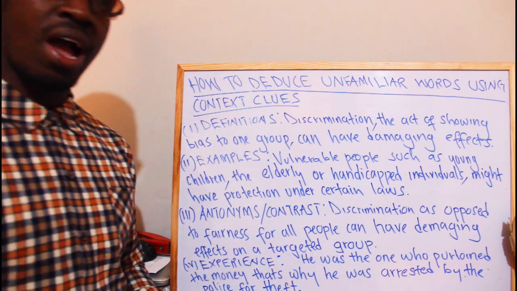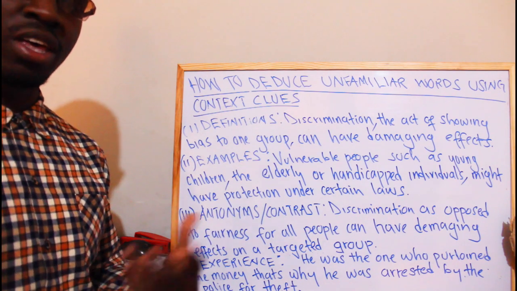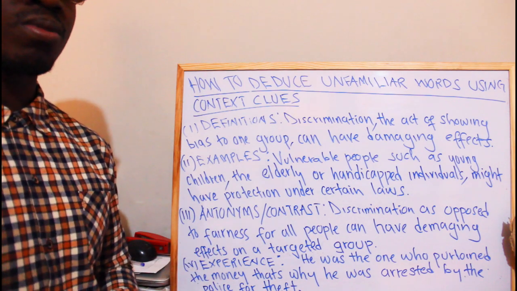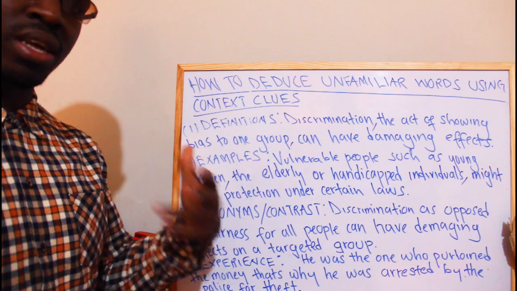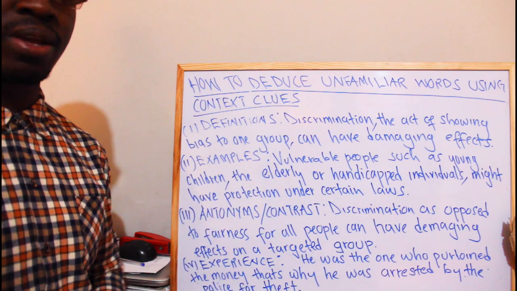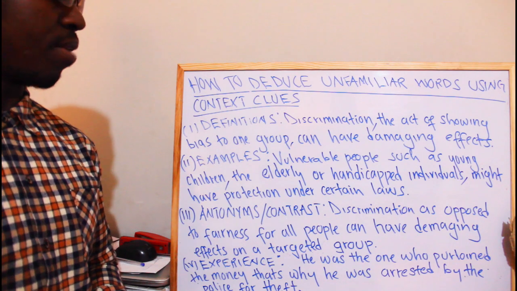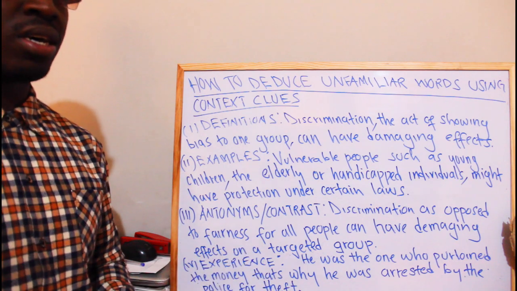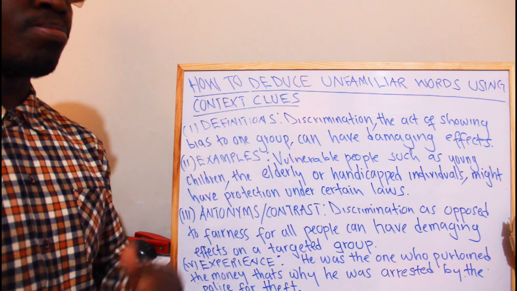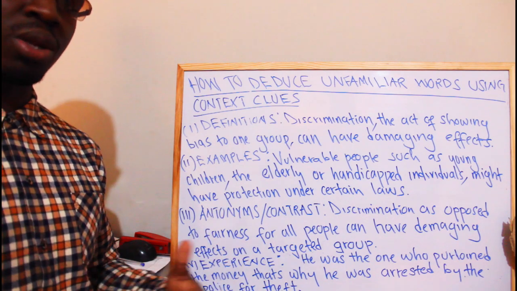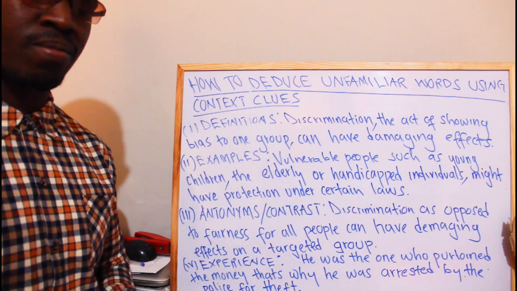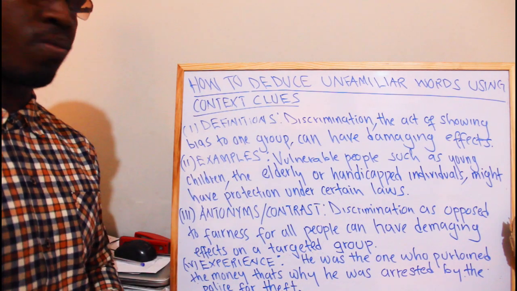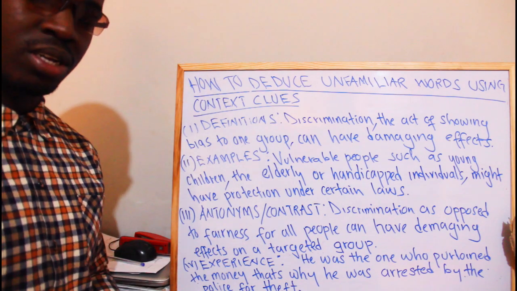Okay, so what we have are four clues that we can use. A clue is actually anything that can help you navigate or work out certain things that may be unknown in any reading material. They are found in phrases, sentences, paragraphs, and so on and so forth, as long as they are part of a piece of writing. So we have four clues that we're going to look at in this particular video. The first one is definitions.